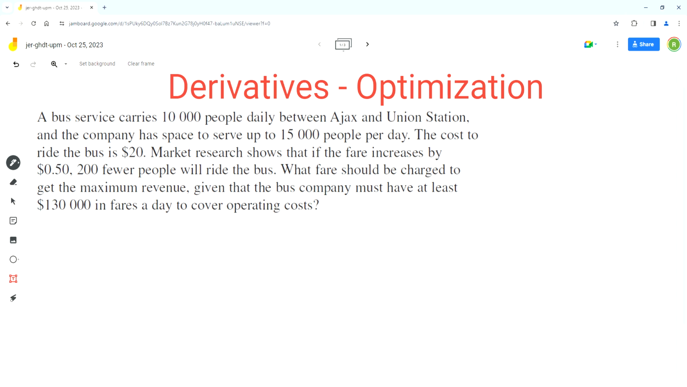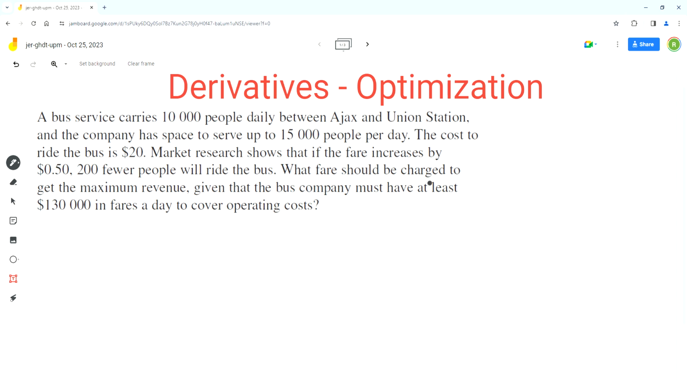So in this video, we'll solve this word problem using the concepts of derivatives. As per the problem, a bus service carries 10,000 people daily between Ajax and Union Station, and the company has space to serve up to 15,000 people per day. The cost to ride the bus is $20. Market research shows that if the fare increases by $0.50, 200 fewer people will ride the bus.